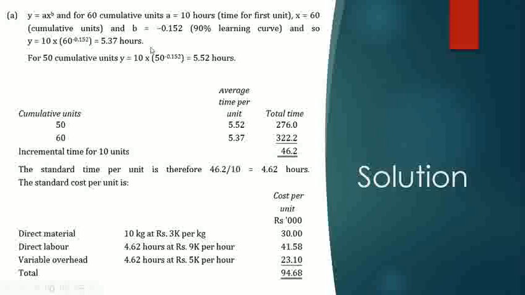Right, so if our cumulative output is 50, our average time will be 5.52. If our cumulative output is 60, our average time requirement will be 5.37. So we can find the total time requirement. 50 multiplied by the average time gives 276. That is the total time if we produce 50 units. 5.37 into 60 gives 322.2, the total time requirement if we are producing 60 units.